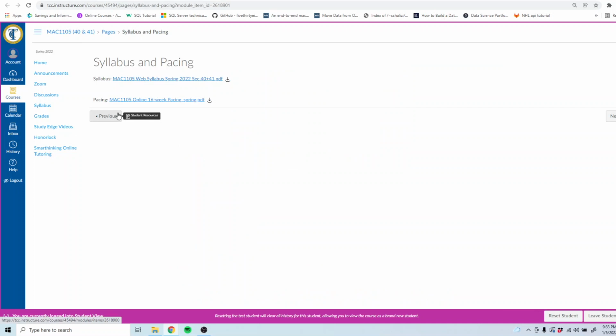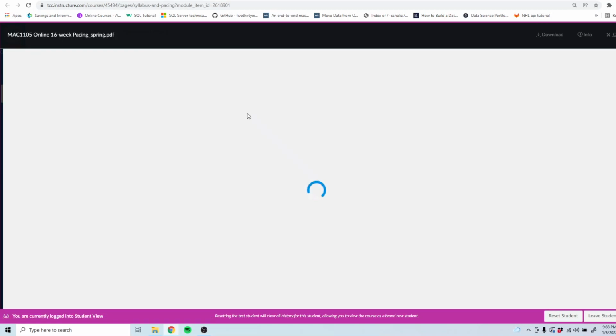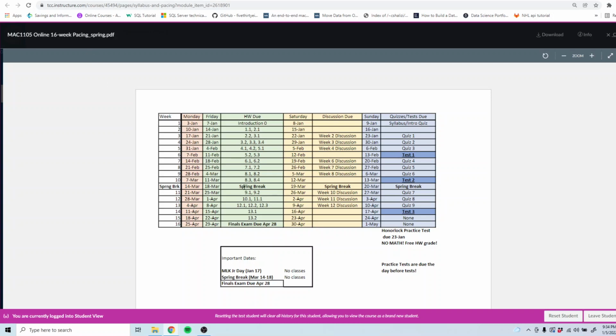All right, so that's the syllabus in general. The other link here is the pacing. You can print this out if you want to, or just realize it's here. This pacing is pretty much built in the syllabus anyway. I think it takes a while to load because it's coming from an Excel file, but basically this is the schedule.